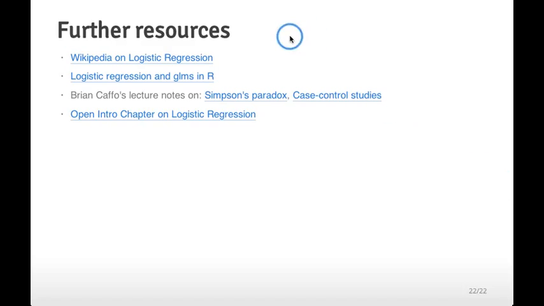So, further resources: there's the Wikipedia page on logistic regression. This is a very nice introduction to logistic regression and generalized linear models in R. Brian Caffo from Hopkins has some really nice lecture notes on Simpson's paradox and case control studies, which is one place where 0-1 data come up a lot. And then the free OpenIntro textbook has a very nice chapter on logistic regression.